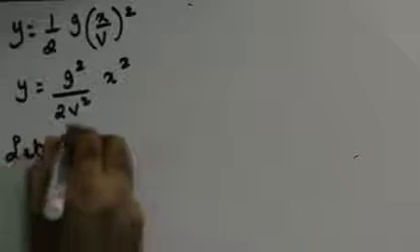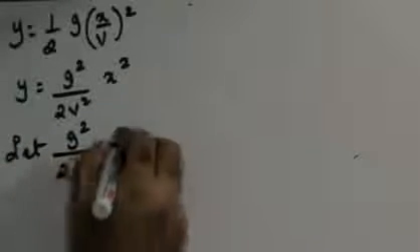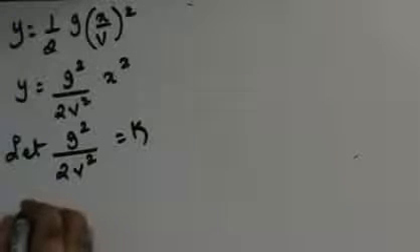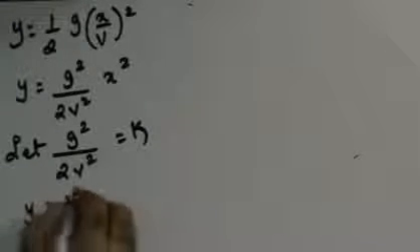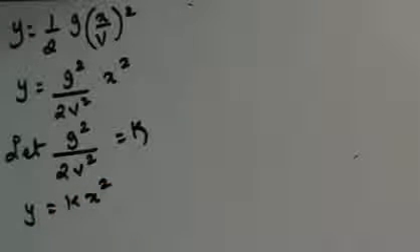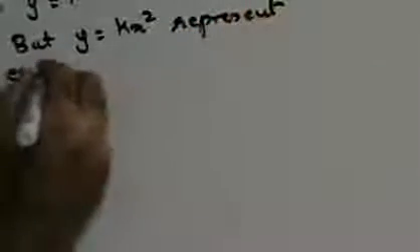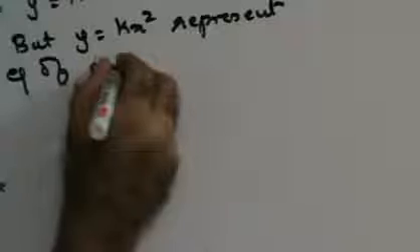Let us assume that g upon 2v square is equal to k. g is the gravitational constant, v is the uniform horizontal velocity. So in that case y is equal to kx square. But y is equal to kx square represents the equation of a parabola. Hence, I can say that when a body is thrown horizontally, it moves in a parabolic path.